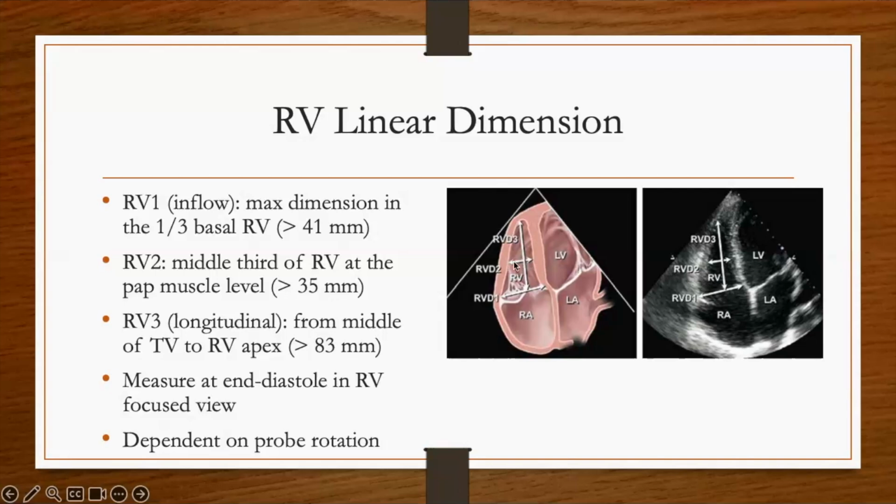The next one is the middle third of the RV, or you can say at the level of the papillary muscles, and the cutoff for that is 35 millimeters. And then lastly, the RV longitudinal measurement, RV3, which is from the middle of the tricuspid valve to the apex of the RV. I will show a table in the guidelines that shows the ranges for these measurements, and also the ways that they can be differentiated a little bit further based on body surface area.